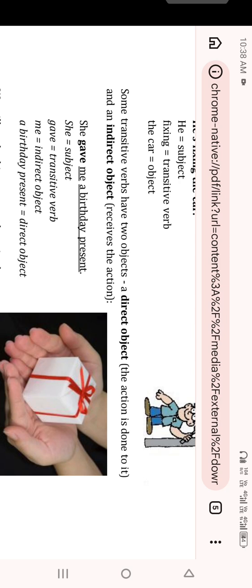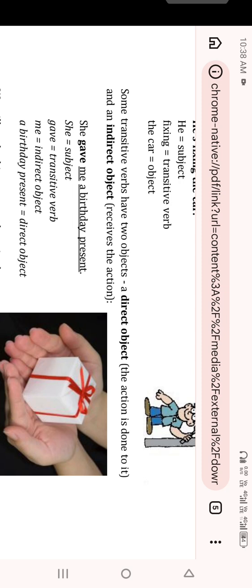So here you see me. Me is the indirect object because it receives the action. The action is done on me. And birthday present is the object for which the action is done. In another way, here if you make two questions: she gave me a birthday present.